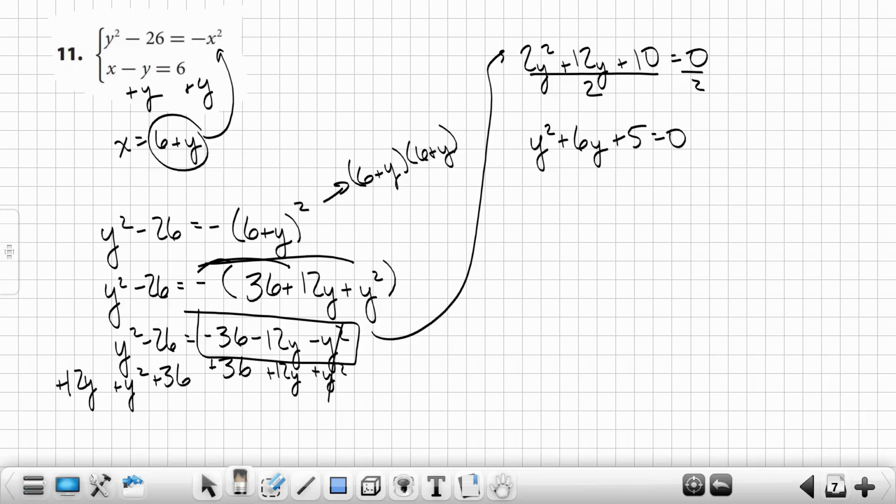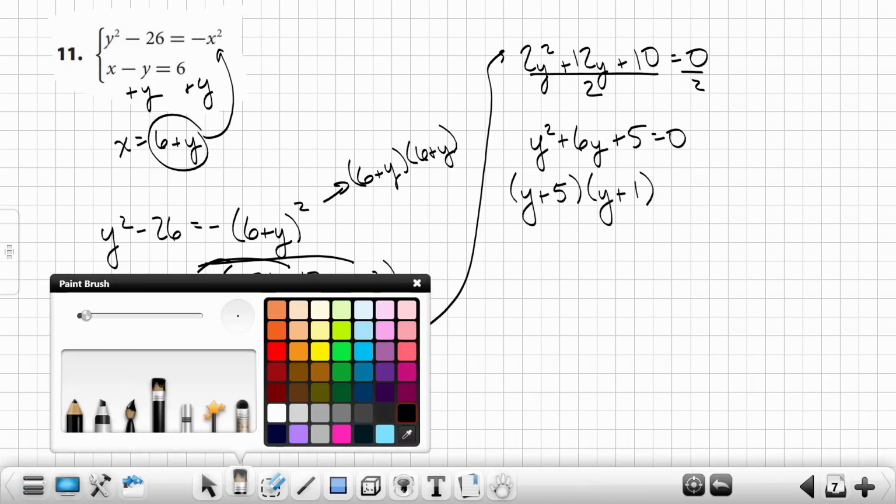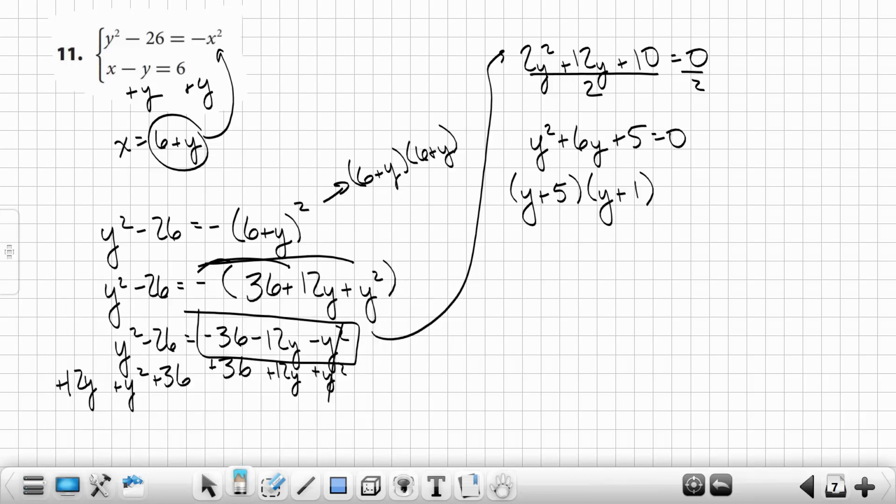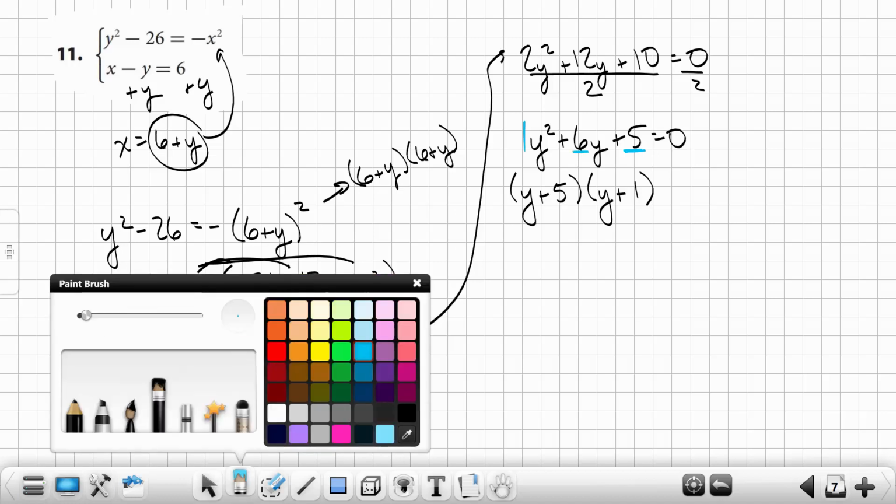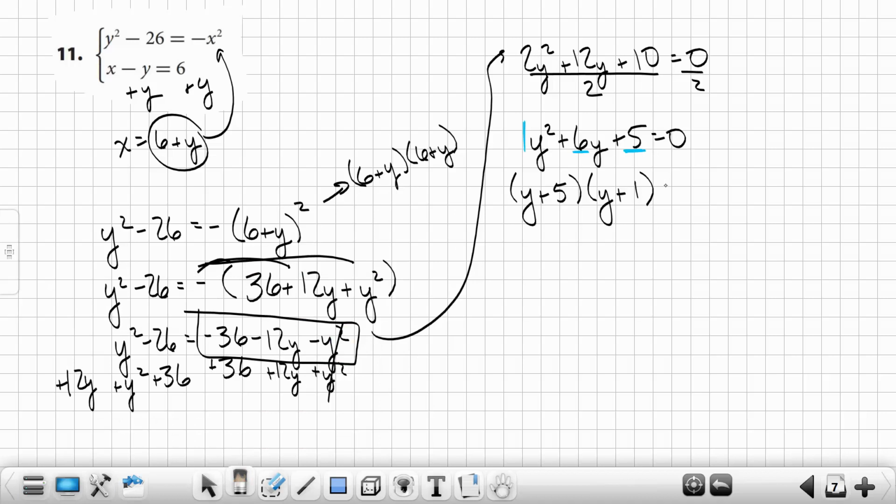What multiplies to 5 and adds to 6? And that's going to be 5 and 1. I really don't think the quadratic formula should be used here. This factors into y plus 5 times y plus 1. And really quick, if you don't recall what's going on there, let me change to like a light blue here. It's always what multiplies, as long as your coefficient in front of your squared term is 1, just look at what multiplies to your last term and adds to your middle term. That's 5 and 1. Those multiply to 5 and add to 6.